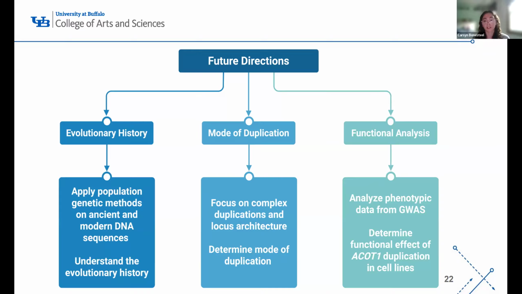And then we're really interested in how this all is playing out functionally. So we're analyzing this both through computational and wet lab approaches by analyzing tissue expression data and GWAS data, as well as in cell lines with both overexpression and knockout lines to understand how the copy number variation is directly affecting function and the phenotypic effects that I discussed earlier.